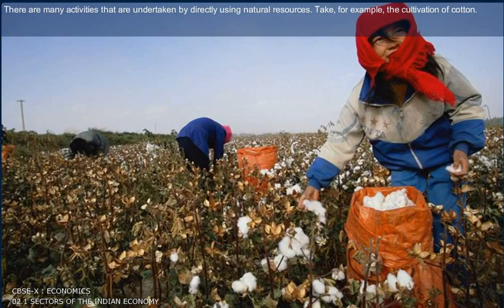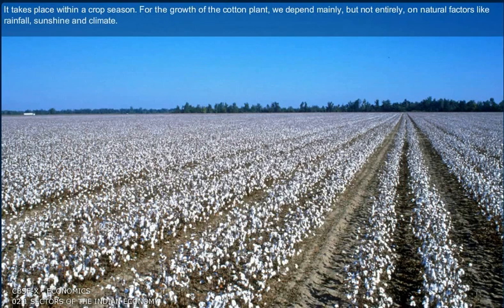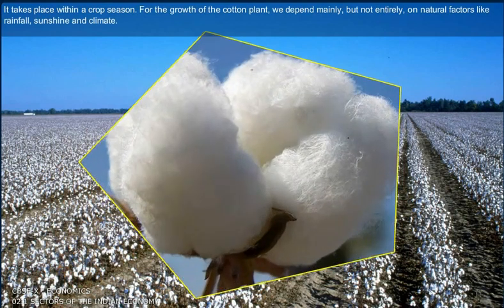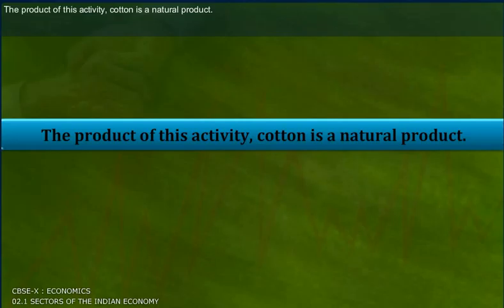Take, for example, the cultivation of cotton. It takes place within a crop season. For the growth of the cotton plant, we depend mainly but not entirely on natural factors like rainfall, sunshine, and climate. The product of this activity, cotton, is a natural product.